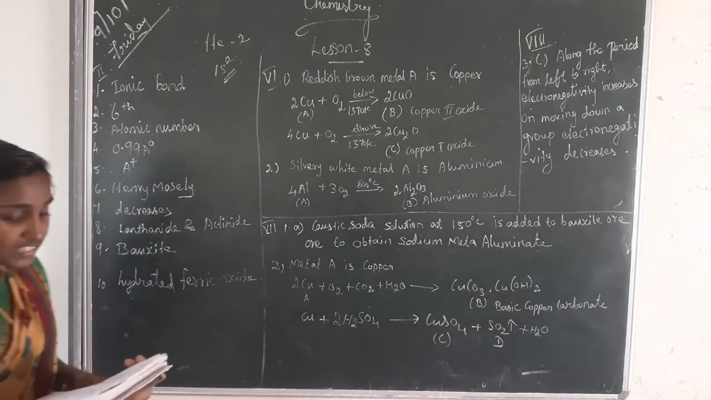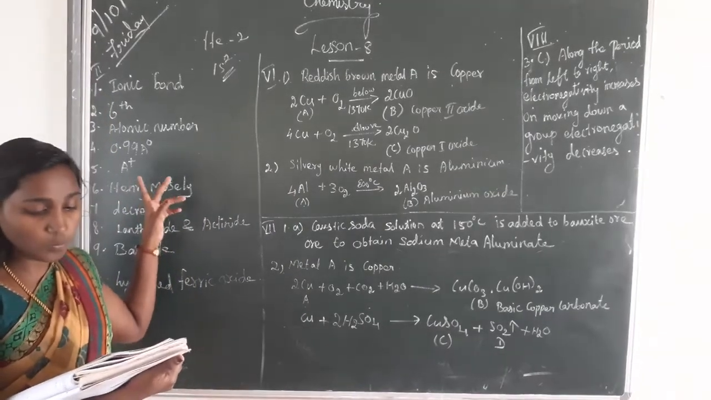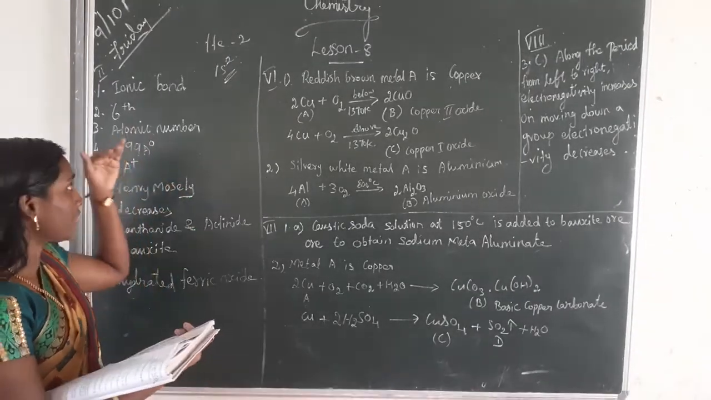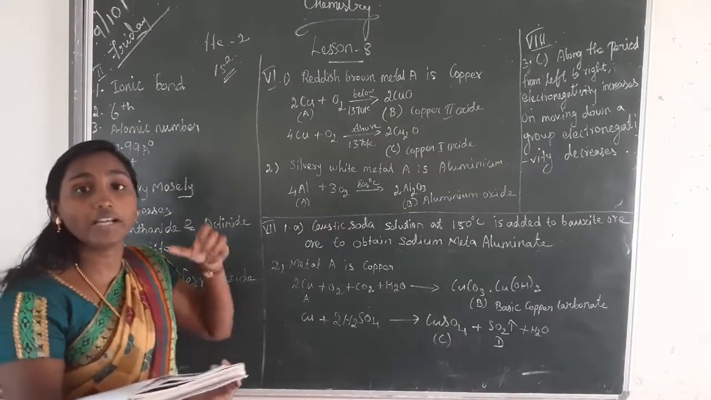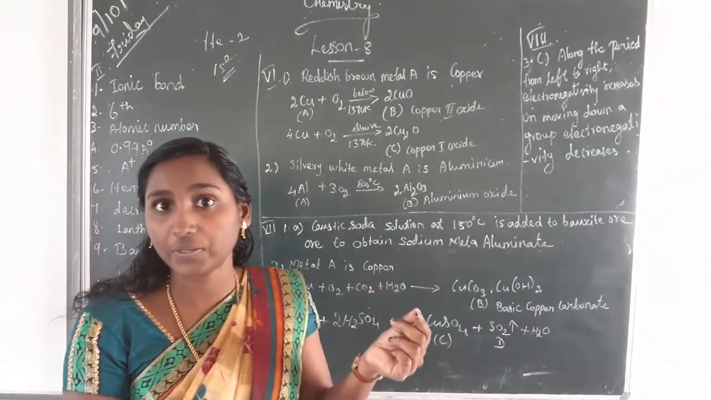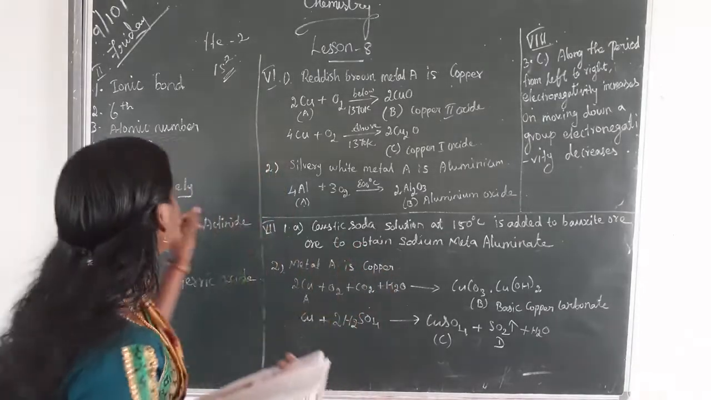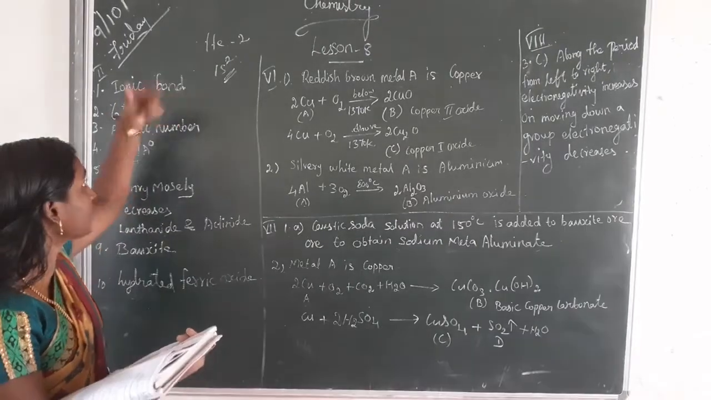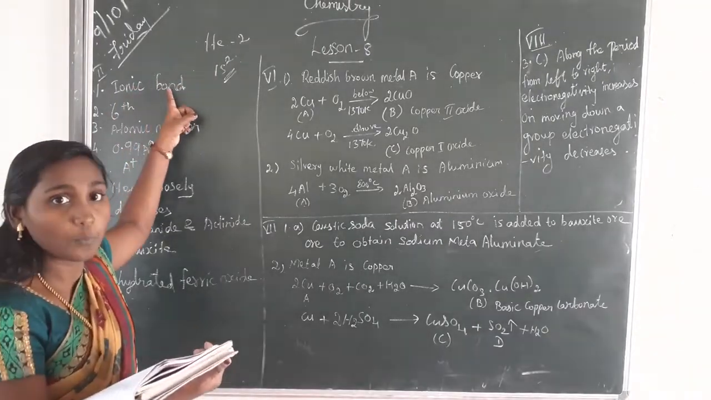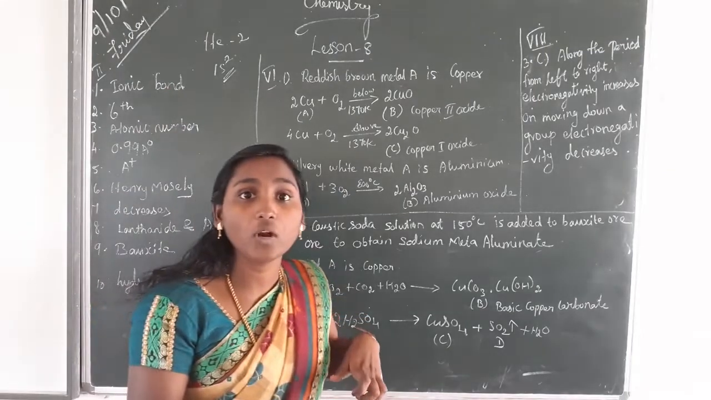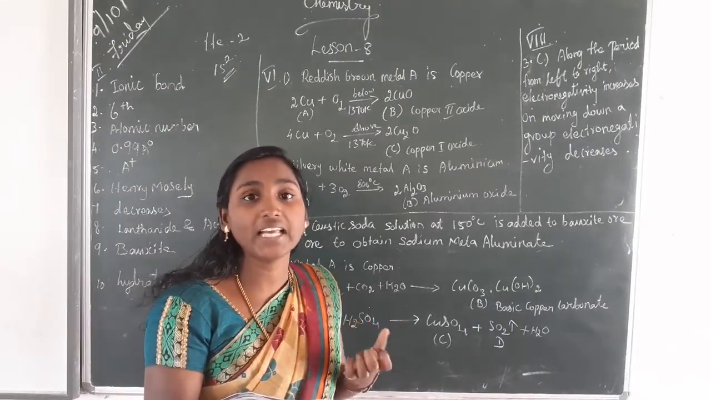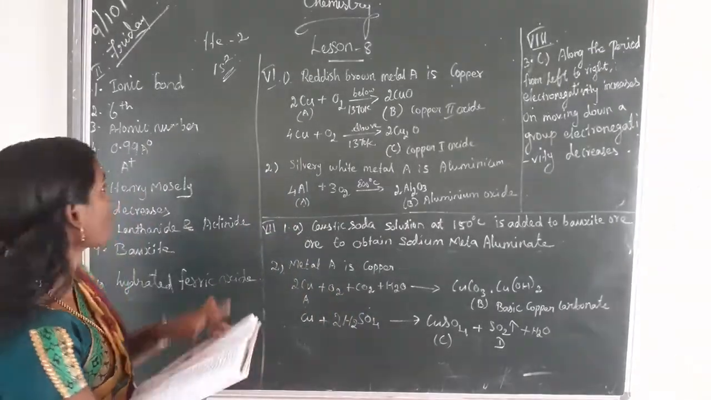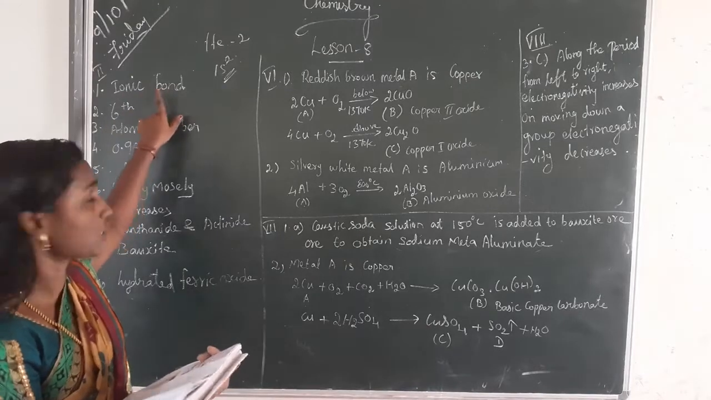See, if the electronegativity difference between two bonded atoms in the molecule is greater than 1.7, the nature of bonding is what? If the electronegativity value is greater than 1.7, the bond contains which nature? Ionic nature. So answer is ionic bond. If lesser than 1.7, the bond contains covalent character. Here they asked greater than 1.7, so answer is ionic bond. Note it, ionic bond.